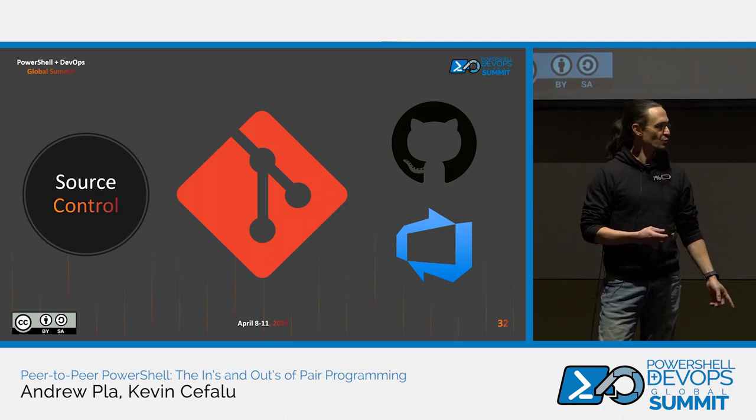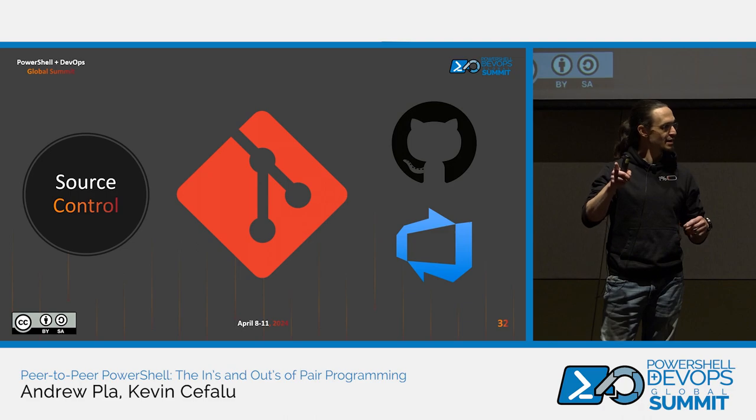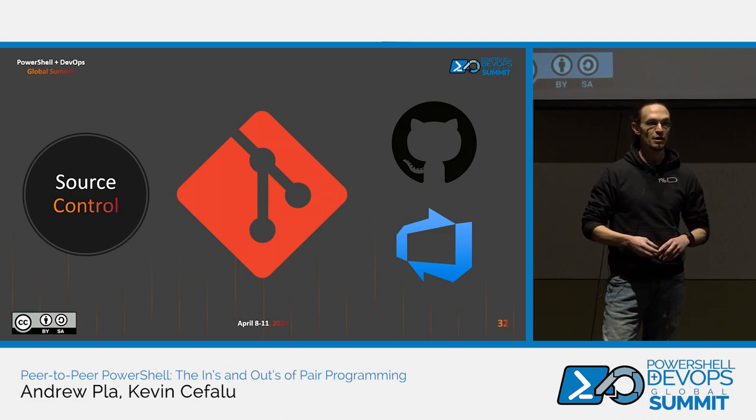We actually discussed this when we were pair programming, but VS Code had a pane that allowed me to add a co-committer.